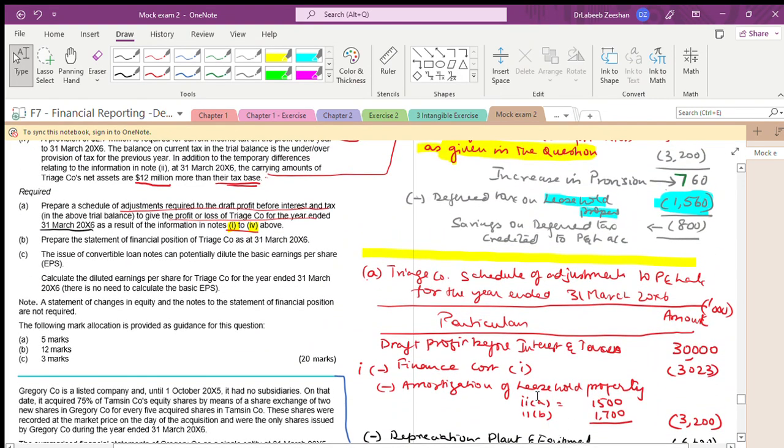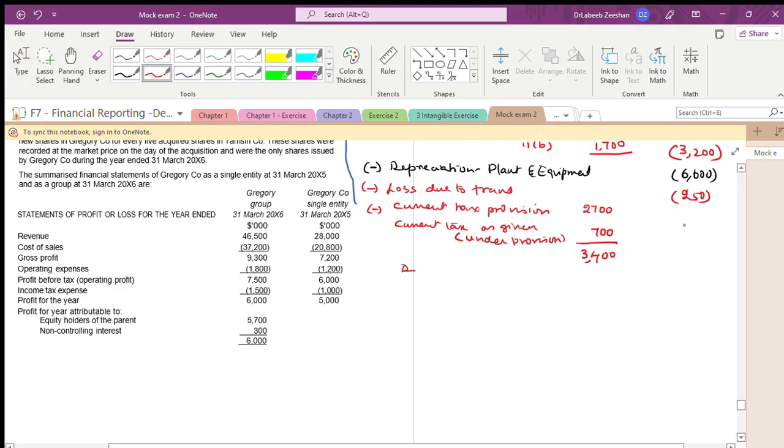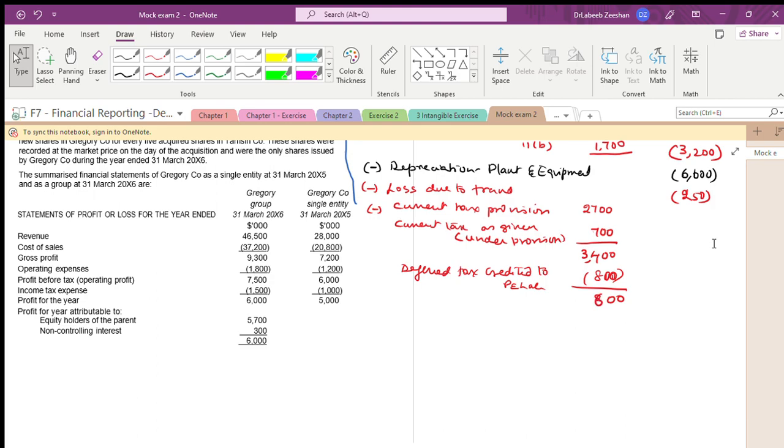Deferred tax credited to the profit and loss account. How much? 800 minus. Is it deferred tax credited to profit and loss account? How much? 800. It comes to how much? 2,600.